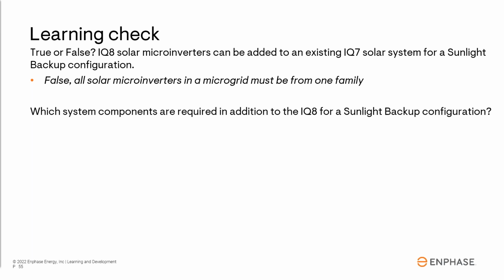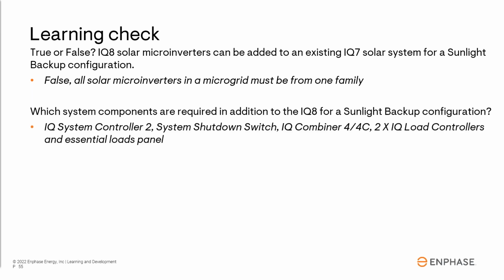Which system components are required in addition to the IQ8 for sunlight backup configurations? That would be an IQ System Controller 2, System Shutdown Switch, IQ Combiner 4 or 4C, an IQ Load Controller. Here it says 2, but only 1 is required now, and an Essential Loads panel.